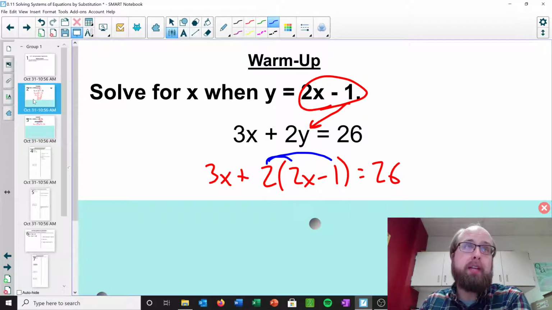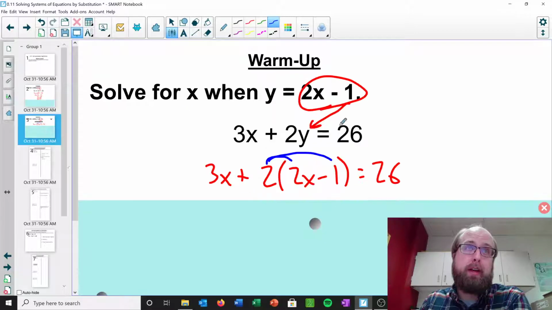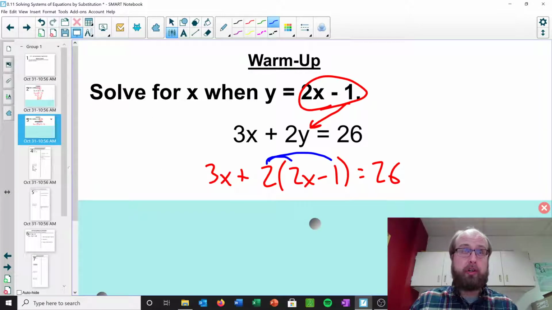But the point is, this problem where we just have y equals 2 and we take the 2 and plug it in, and this problem where we have y equals 2x minus 1 and we take that and plug it in, are the same problem. There's really no difference between them. We're taking something and plugging it in for y, because we know that's what y equals. So let's look at an example of what we're going to do today. That's going to be our trick today.